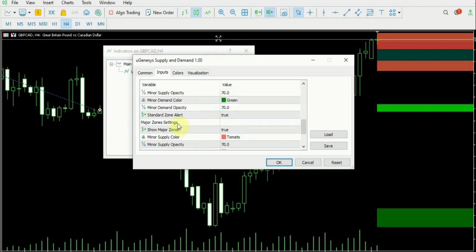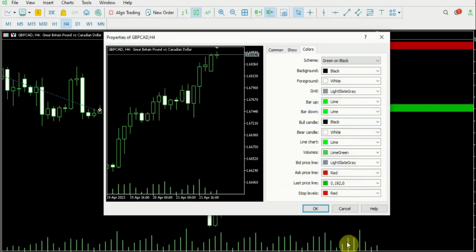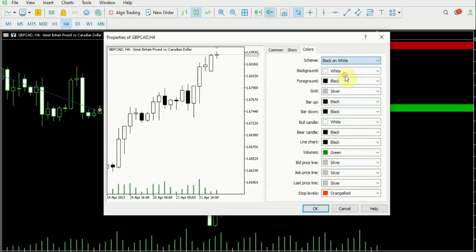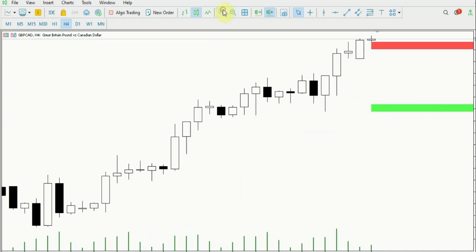And also the major zone settings, show major zone. We want to change this to false as well and hit OK. And so here it pulls up only the minor zone in this case. And let me just change the background color of the chart here just to make it more visible. Yeah, so we have more contrast here. So this is our minor zone.